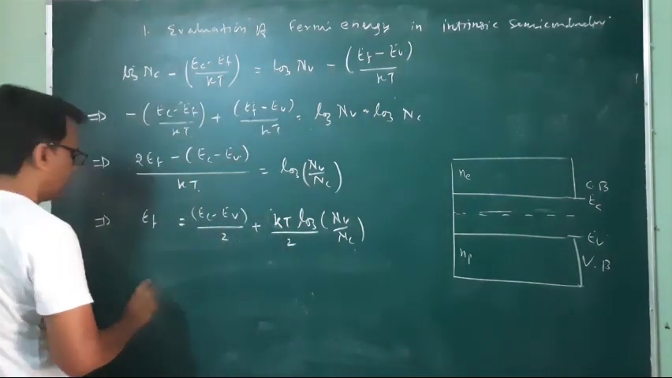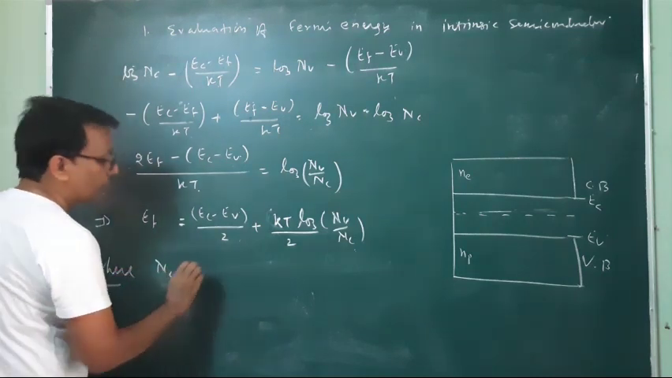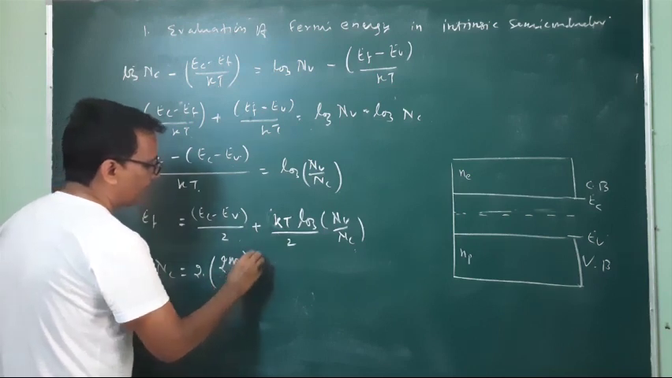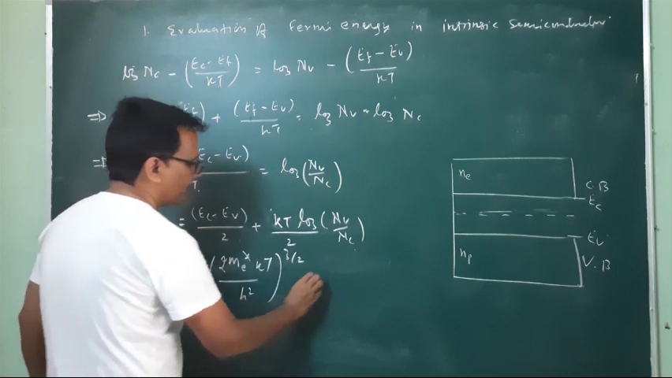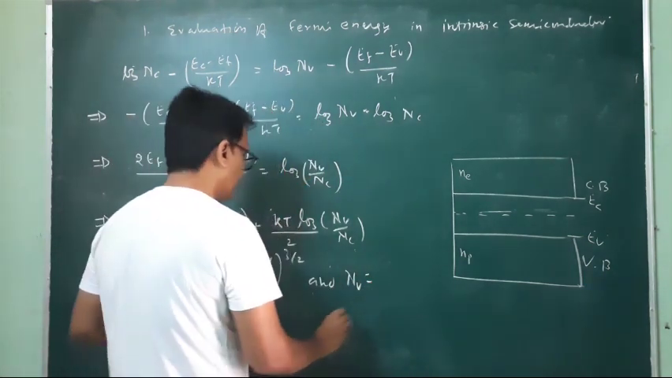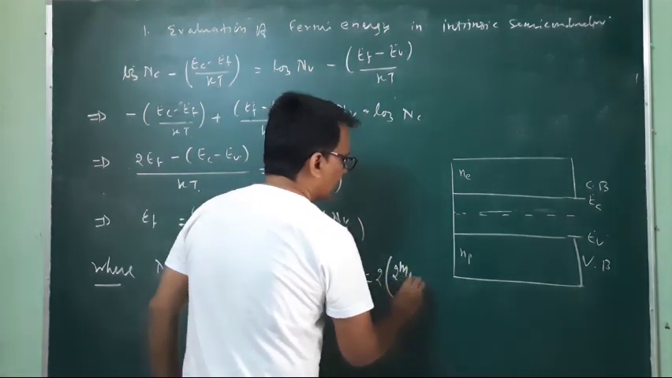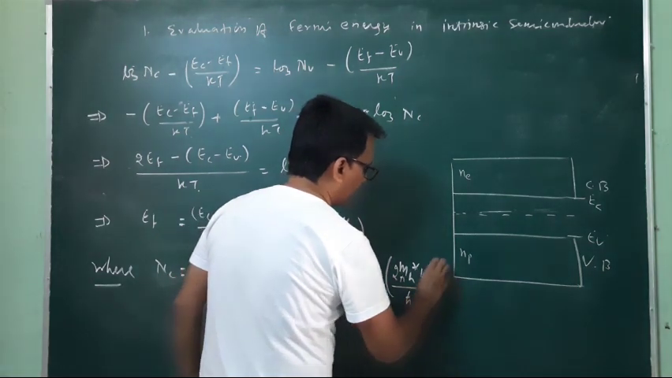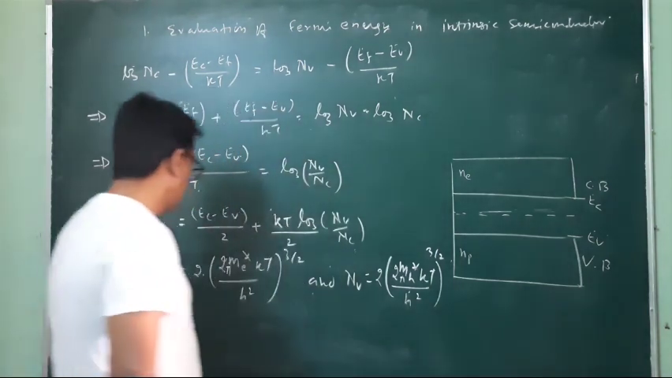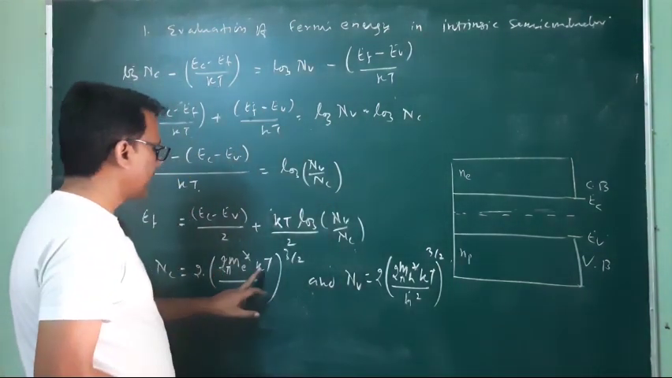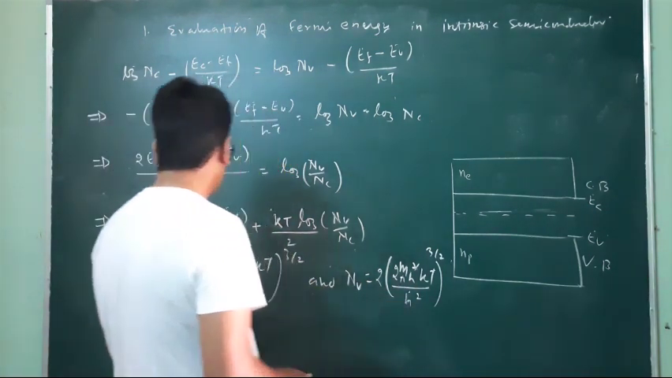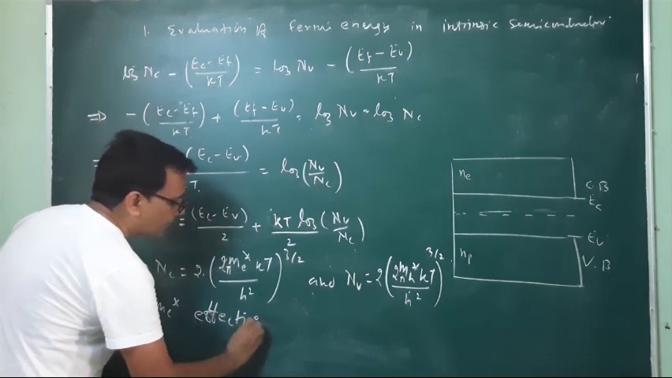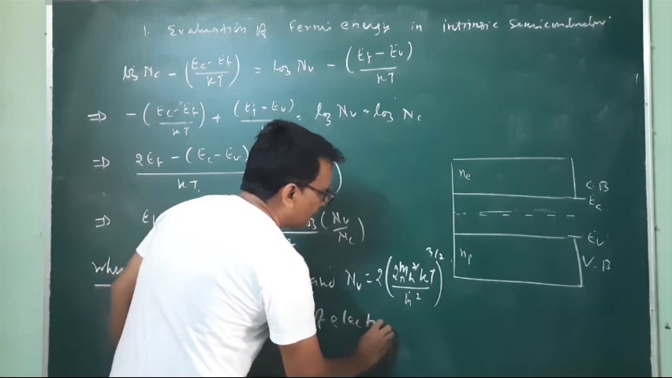Here these two constants are N_c equal to 2 times (2 pi m_e star kT by h squared) to the power 3 by 2, and N_v equal to 2 times (2 pi m_h star kT by h squared) to the power 3 by 2. By putting in these values, all the other parameters, 2 pi, h squared and kT, are common in both cases. The only difference is that m_e star is the effective mass of electrons, and m_h star is the effective mass of holes.